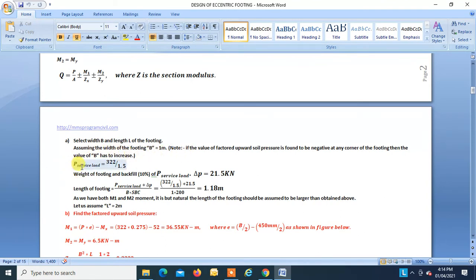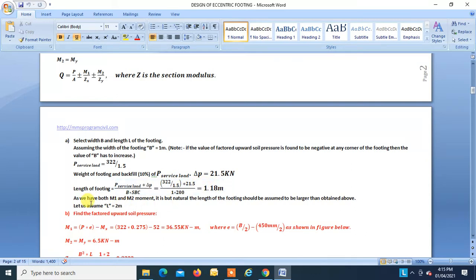The service load is equal to the factored load divided by the load factor, and the weight of footing and backfill we are taking as 10% of this, so that is equal to 21.5 kilonewton. Now we want to find the length of the footing. B we have assumed as 1 meter, so the length of the footing can be assumed as P service load plus delta P divided by B into SBC. So this is equal to 1.18 meters.